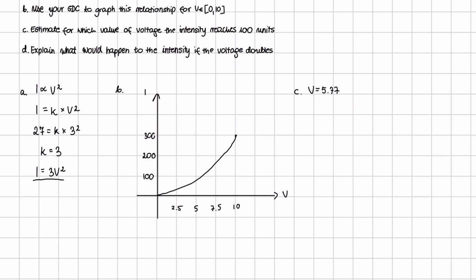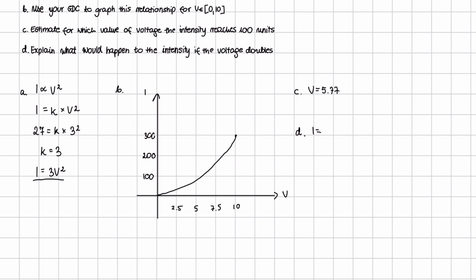D, explain what will happen to the intensity if the voltage doubles. If you are familiar with this type of task, you probably already know the answer. However, we will do it step by step. So what will happen to the intensity if the voltage doubles? So simply we write 2 in front of V.